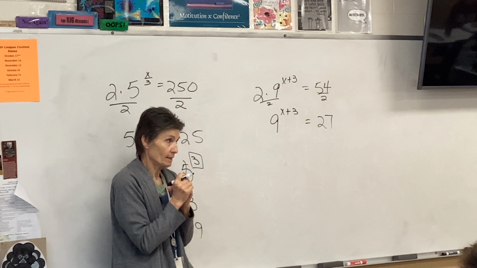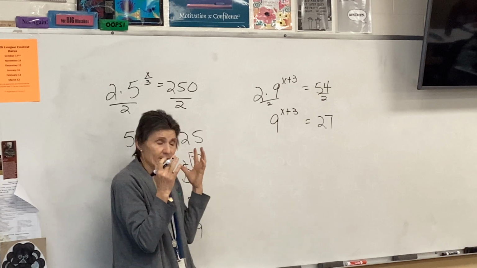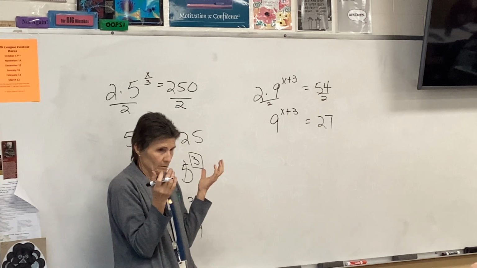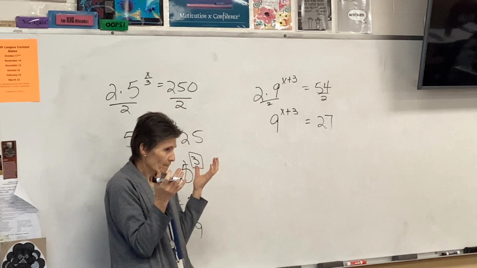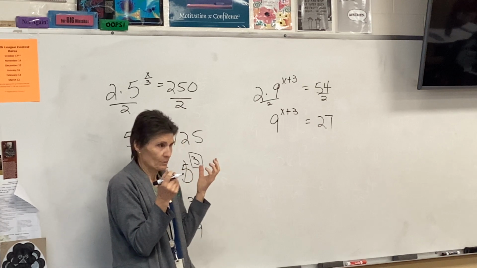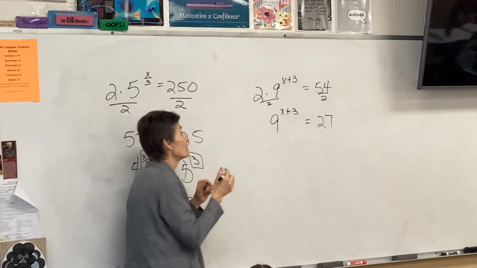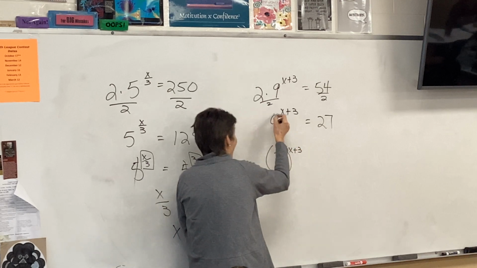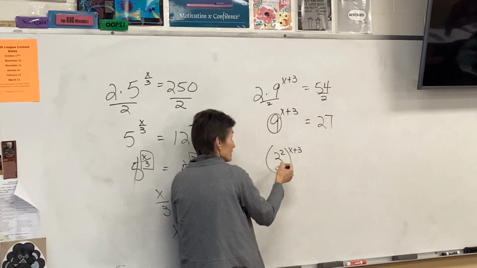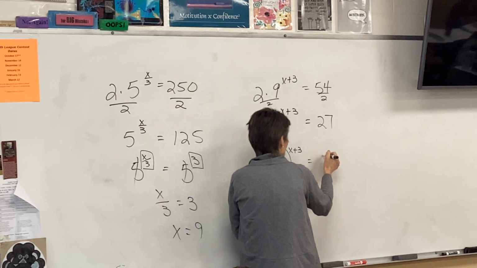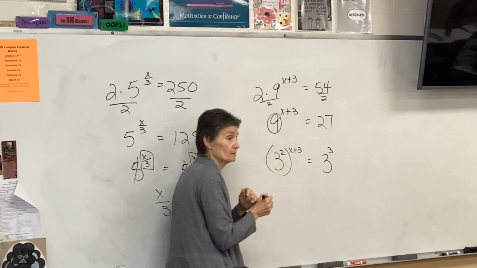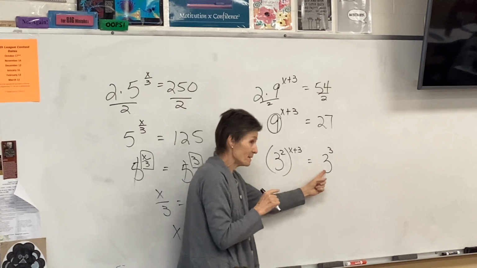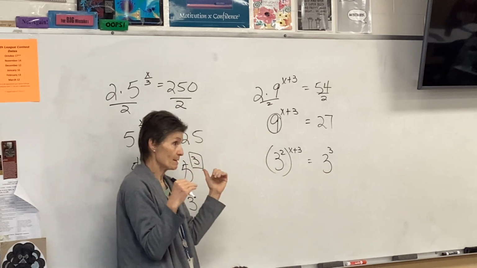Now we've been at this long enough. You have to just think, 9 and 27, those are special. But what's 9? 9 is 3 to the second. Don't be confused. 9 is 3 to the second. And what's 27? 3 to the third. Now, if I get both of these to be the same, then I don't need those anymore.